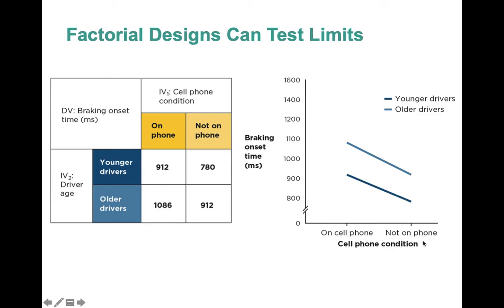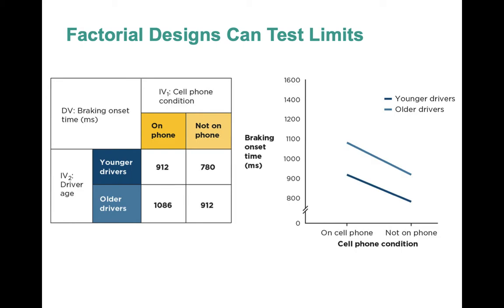What you can see is that the effect of talking on the phone did not depend on age. It is true that older drivers brake more slowly. Their braking onset time is between 1000 and 1100 milliseconds, compared to 800 and 900 for younger drivers. But you'll notice that there's a consistent effect of being on the cell phone that increases braking time in a consistent way for both younger and older drivers.